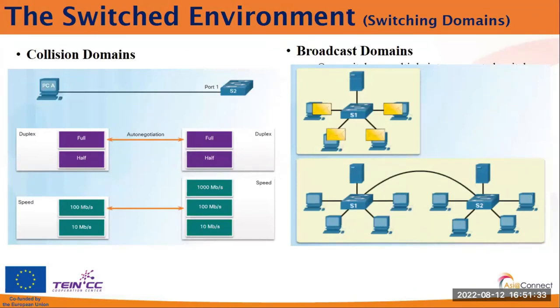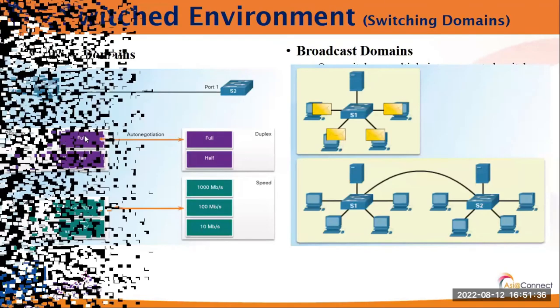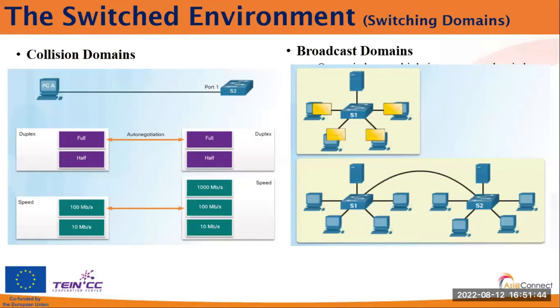Okay, you can see here the collision domain and broadcast domain. For the collision domain, that means, as I have said, the mismatch. Right, so source and destination both must contain the same duplex, that means full duplex or half duplex, both must have the same duplex. Again, for speed, both source and destination must match the speed.